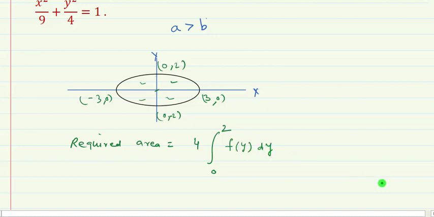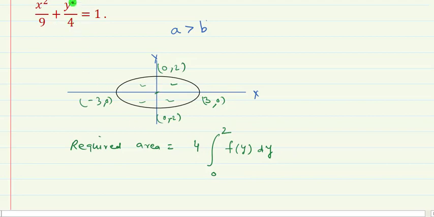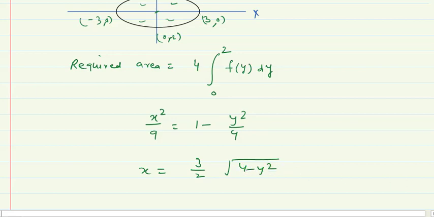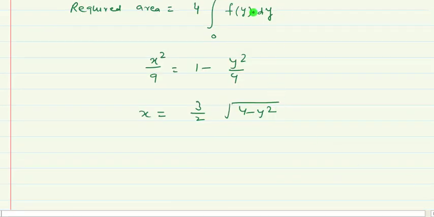Now, let us calculate the value of x so that we can get the function in terms of y. From here, we are getting x square upon 9 is equal to 1 minus y square upon 4. So clearly the value of x is 3 upon 2 square root of 4 minus y square. Now, let us put this value over here.